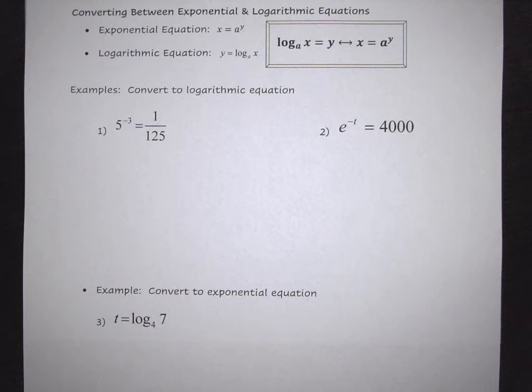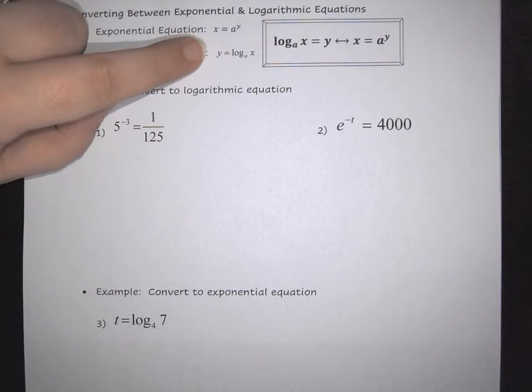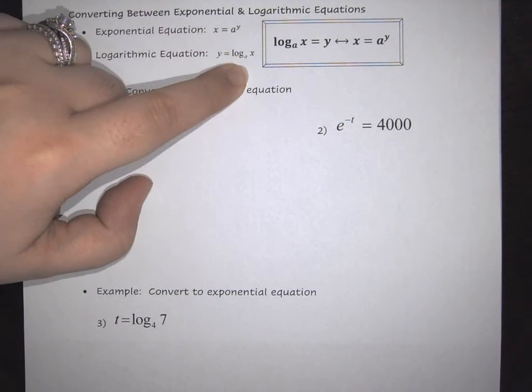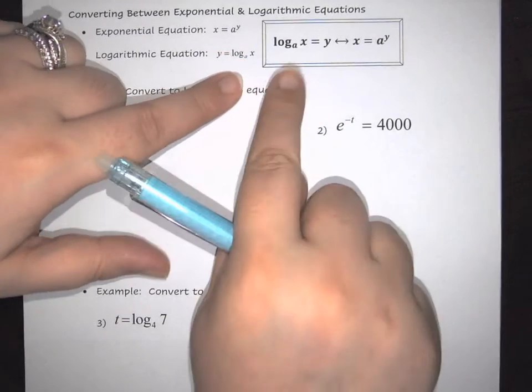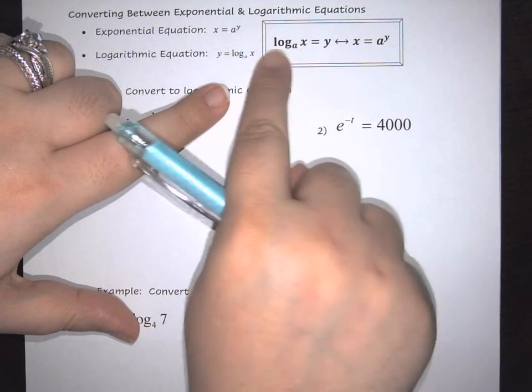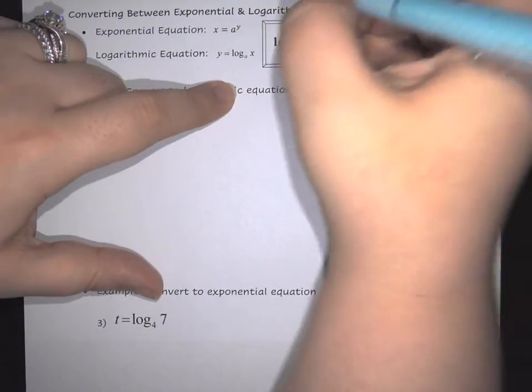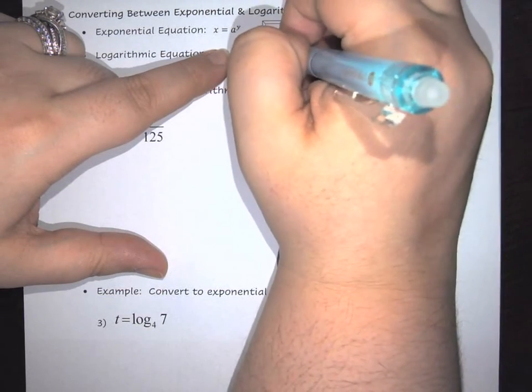Here we're going to look at a couple examples that are specifically related to converting back and forth between exponential and logarithmic equations. So we have exponential and log equations that can both be in the form x equals a to the y equals log base a of x. And you can see over here that we have this beautiful conversion that takes place, and it all has to do with your base. So notice my base a is right here.